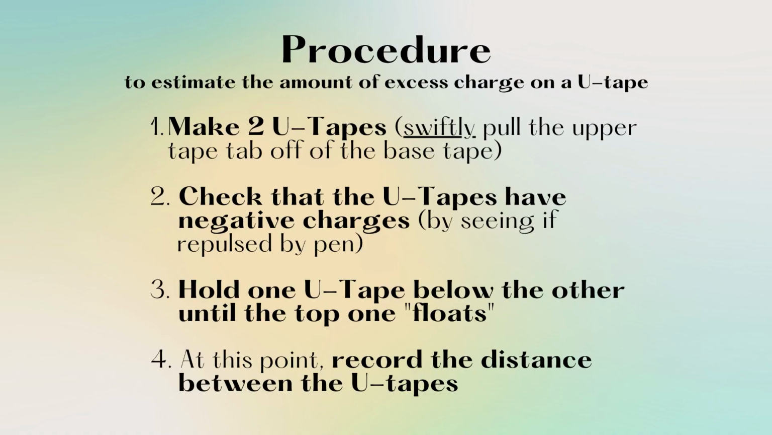Now I will introduce the procedure to estimate the amount of charge on a U-tape. I will start by making two U-tapes by swiftly pulling the upper tape off of the base tape on the table. I will then check that the U-tapes have negative charges by seeing if they are repulsed by a pen. After this assertion, I will hold one U-tape below the other until the top one floats. At this point, I will record the distance between the U-tapes.